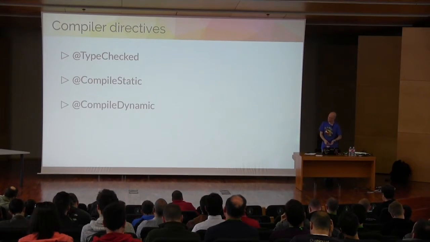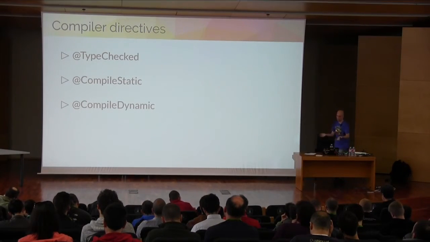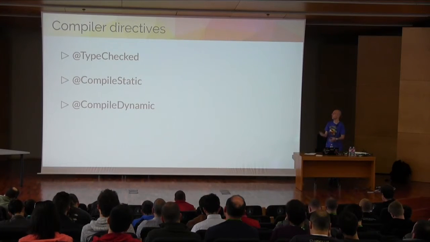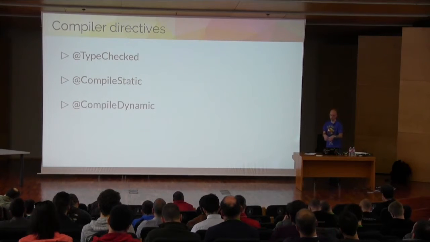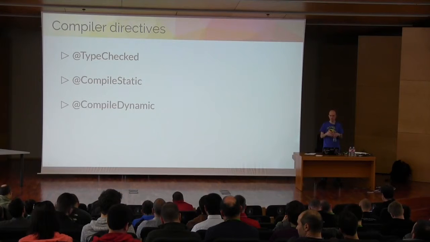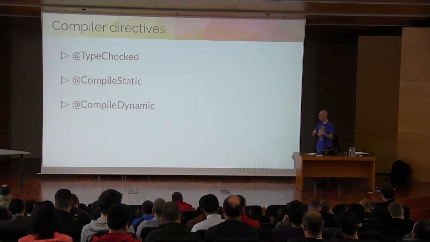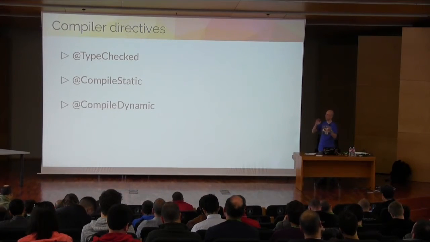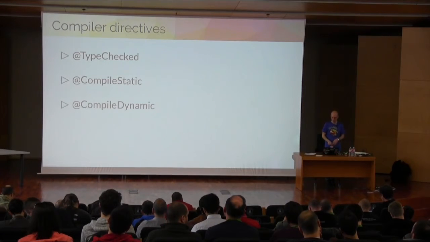@TypeChecked will enable the type check static analysis. It will analyze our dynamic code, and we'll get errors during compilation. But this annotation doesn't change the behavior of the code. Our code will be the same with this annotation or without it.